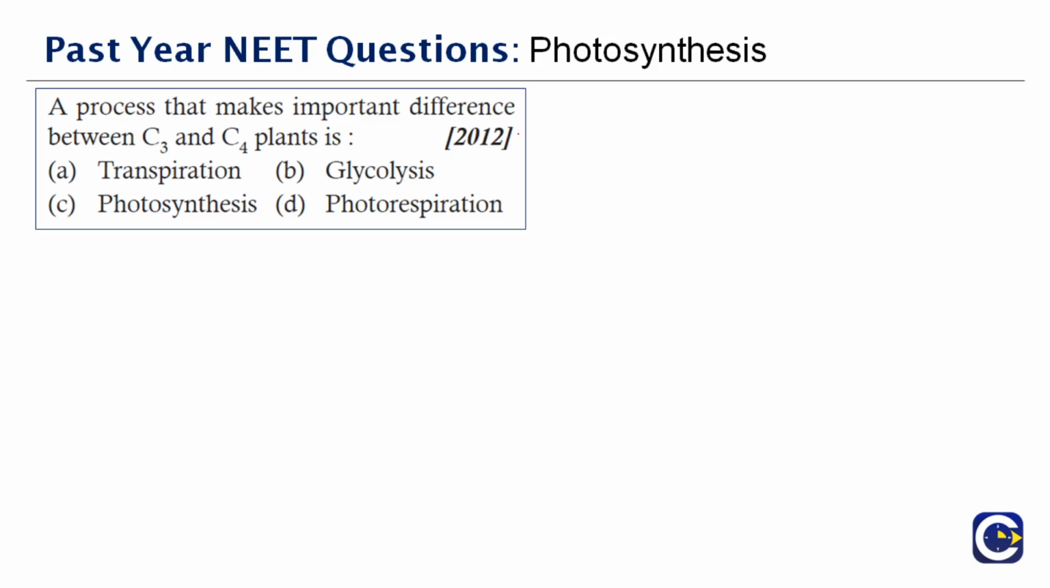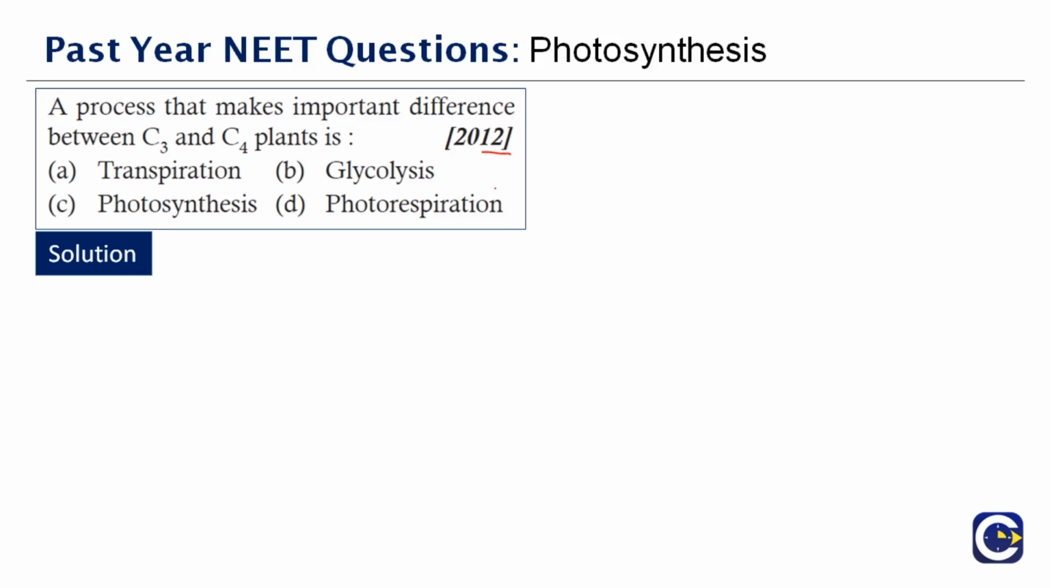Next question here, which was asked in the year 2012. A process that makes an important difference between C3 and C4 plants. Again, this is an easy question for you to answer, because in the earlier one we saw a scenario, a passage-like question, where there is a plant in your garden. It has reduced the photorespiration rate, its water efficiency has increased, and apart from that, it can withstand high temperatures and still the photosynthesis has been enhanced. So this scenario can be compared here.